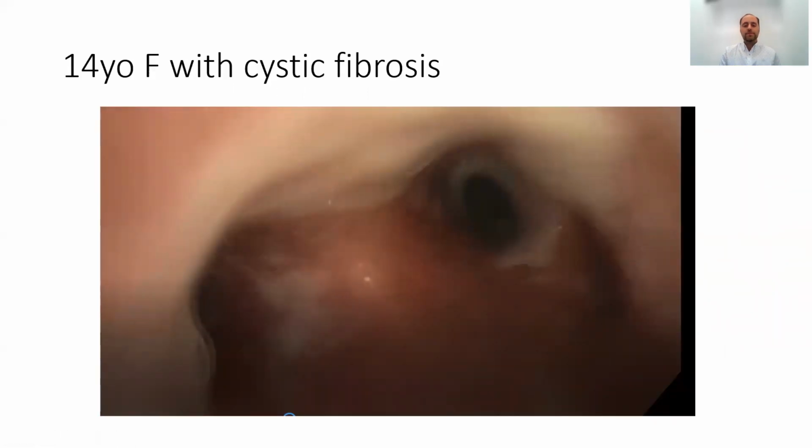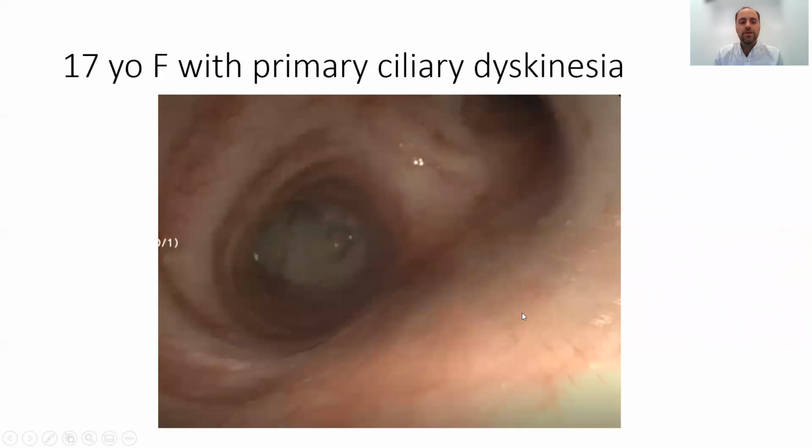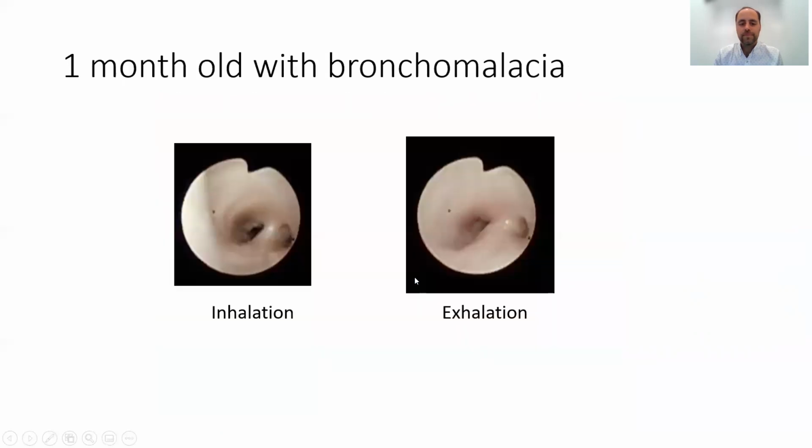This is an example of a bronchoscopy of a 14-year-old female with cystic fibrosis. The image is a little bit blurry, but the point is a lot of white, thick mucus coating the airways, which oftentimes obstructs the view of the bronchoscopy. Here's a scope in a 17-year-old female with primary ciliary dyskinesia. Similarly, lots of mucus coating the mucosa, as well as a large mucus plug here. This is a 1-month-old with bronchomalacia. During inhalation, nicely open patent airways. During exhalation, that airway collapses by nearly 100%.